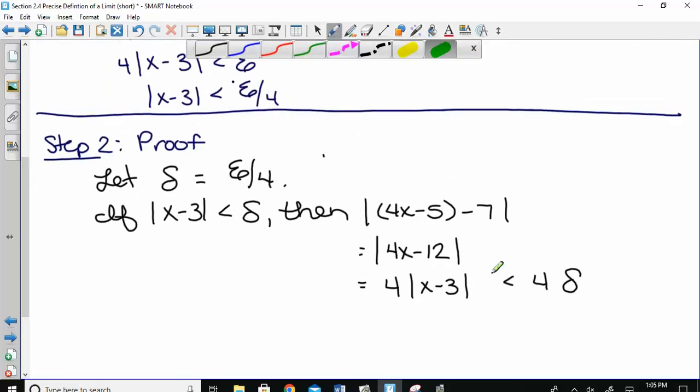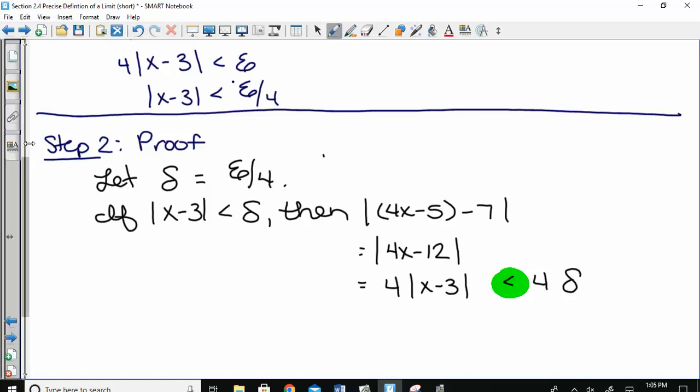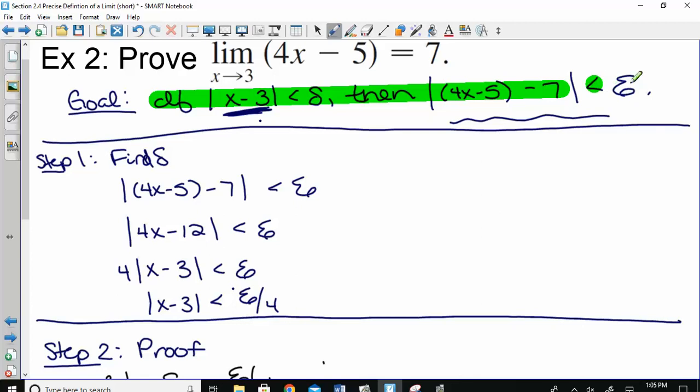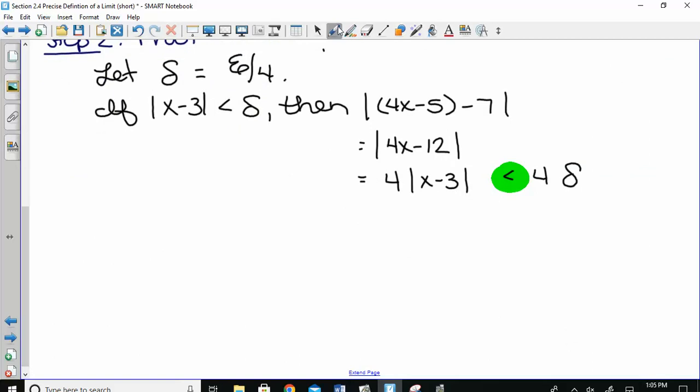Okay, so you notice right now, I got my less than that I needed. All that's left of my definition: we now have the less than, we have to get epsilon, right? In my proof, the very first statement, I said delta is equal to what? So this is 4 times epsilon over 4, which is epsilon. And I got my less than epsilon, so I am done.